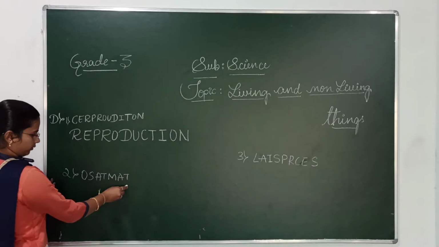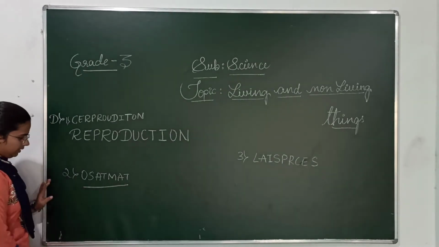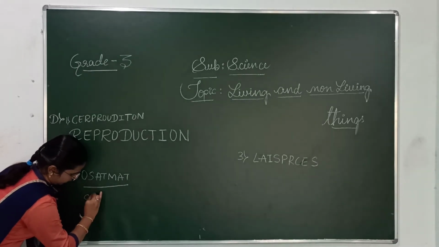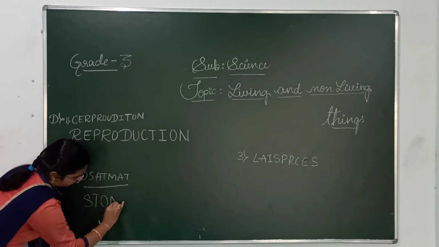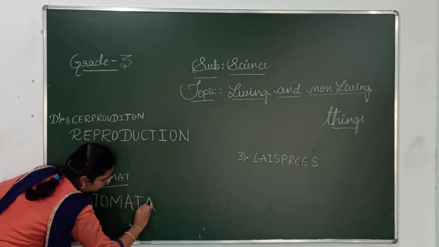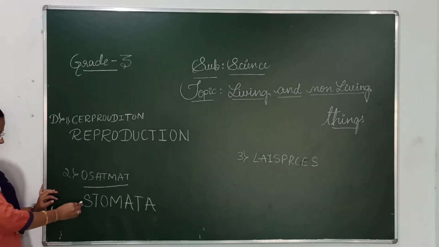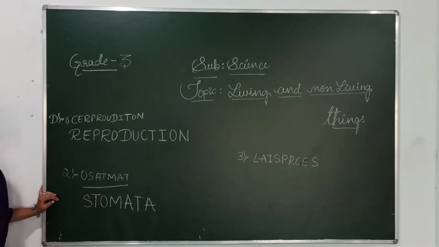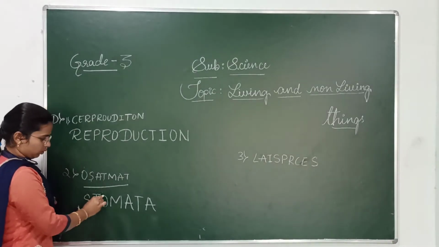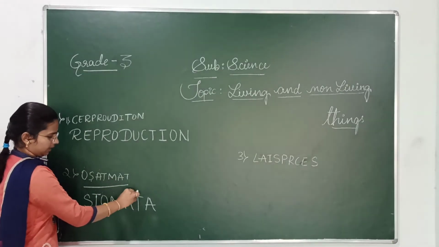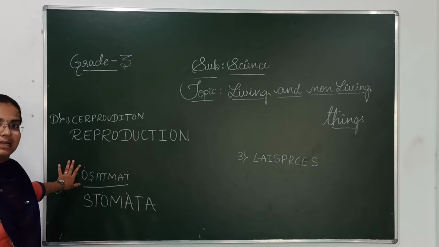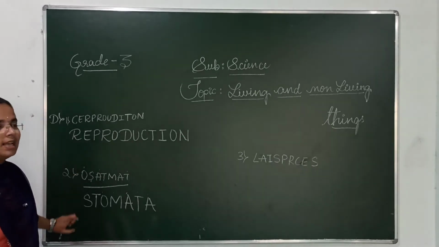The next word which we can unscramble is S T O M A T A. Stomata. Is this right? Let us check. Here is one S. S T O M A T A. It is perfectly right. The word which we have unscrambled, the scrambled word, is stomata.